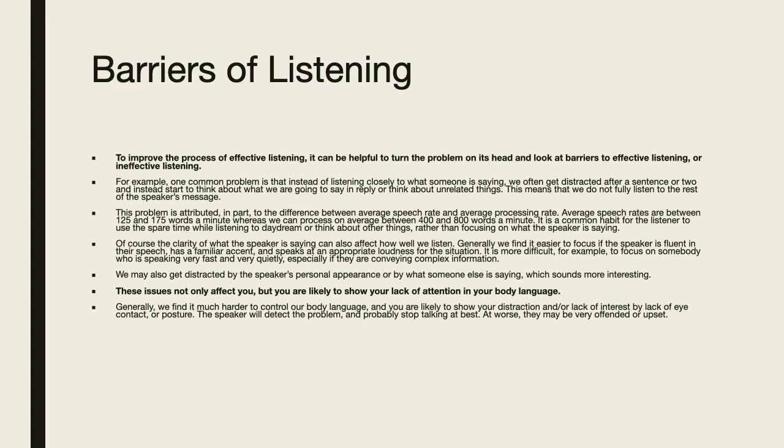We may also get distracted by the speaker's personal appearance or by what someone else is saying, which sounds more interesting. These issues not only affect you, but you are likely to show your lack of attention in your body language. Generally, we find it much harder to control our body language, and you are likely to show your distraction or lack of interest by lack of eye contact or posture. The speaker will detect the problem and probably stop talking at best. At worst, they may be very offended or upset. Also, there can be a language barrier.